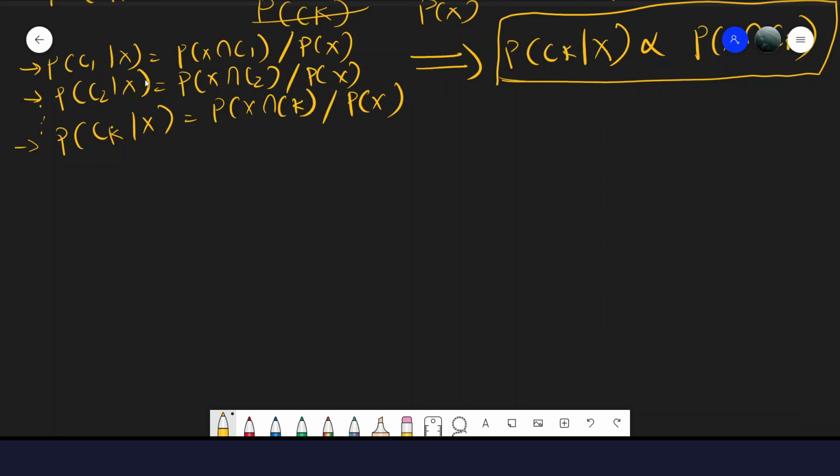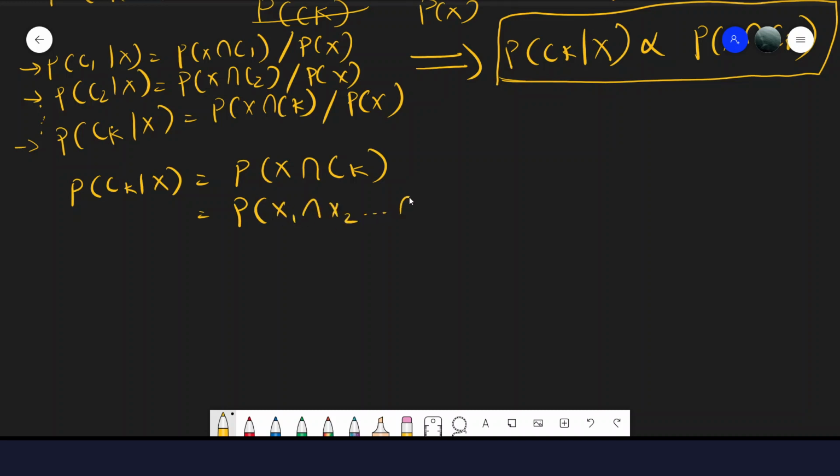Now I'm going to write P of Ck given x is equal to P of x and Ck. I'm just going to open the x up. I'm going to write x1 and x2 all the way to and xn and ck. I can do that because these are just features in my data set. So x is nothing but the intersection of all the features together.